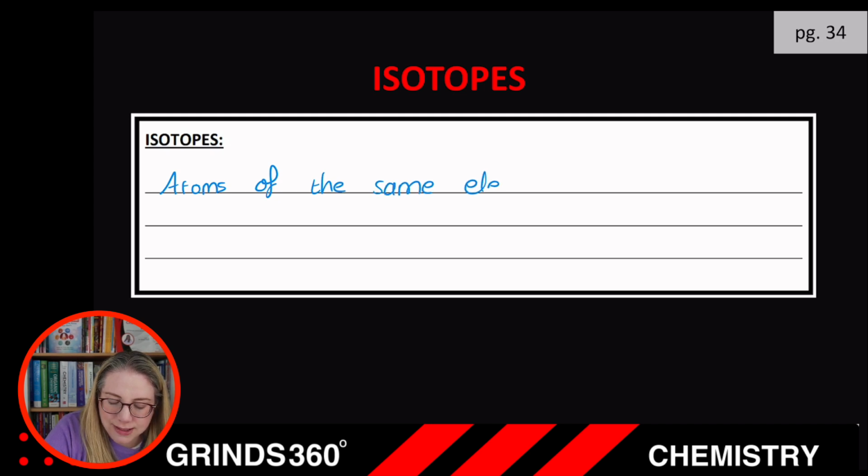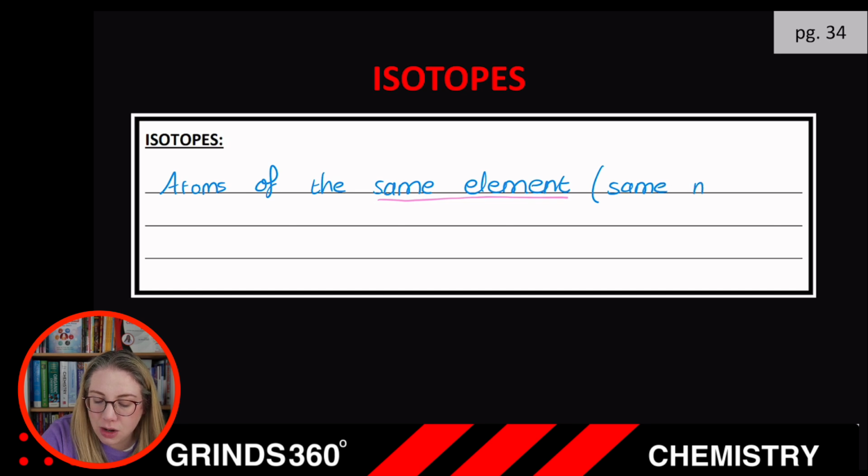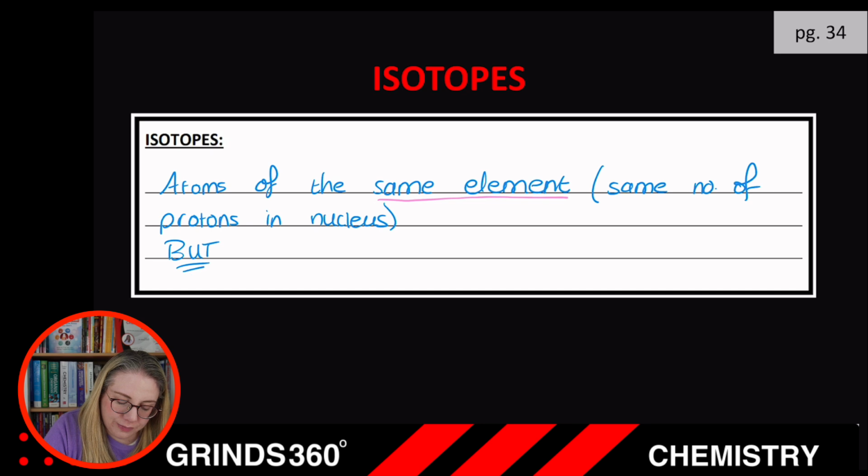Now, think about that for a second. If you were dealing with atoms of the same element, what makes them the same? So if something belongs to the same element, what does it have that's the same as the other atoms? You have the same number of protons in the nucleus. But isotopes have different mass numbers.